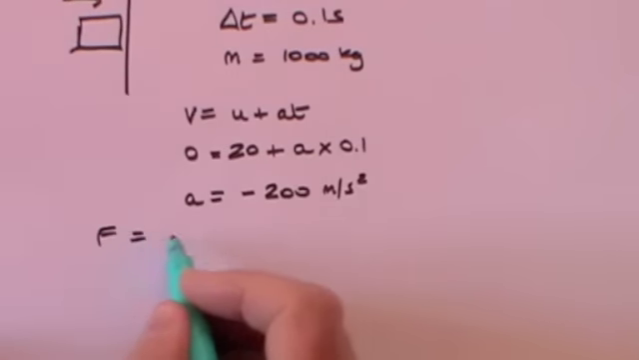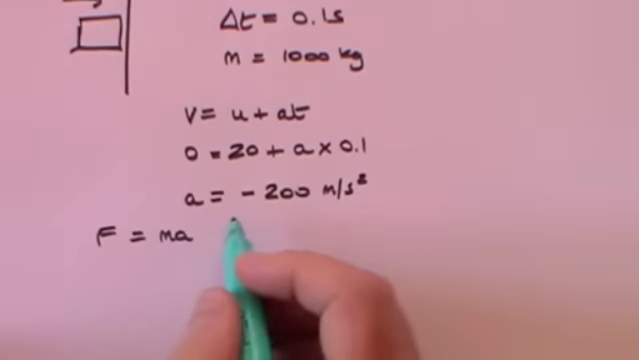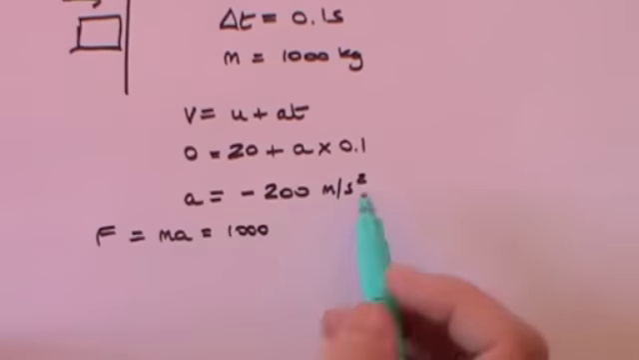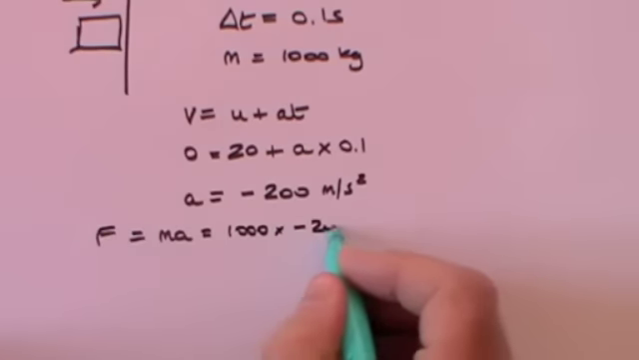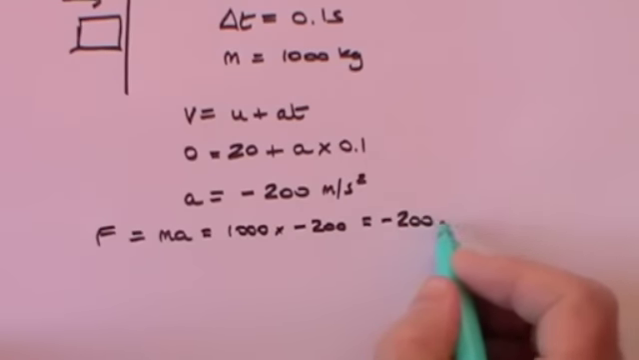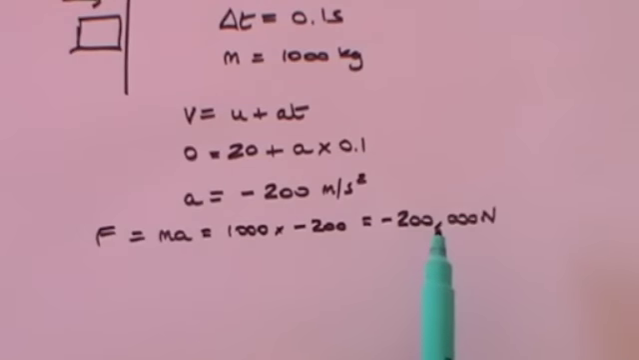Force is then equal to mass times acceleration. The mass I told you was 1,000 kilograms, so that's 1,000 times the acceleration we've just found, which is minus 200, and that's going to be minus 200,000 newtons. So the force on the car when it smashes into the wall is minus 200,000 newtons.